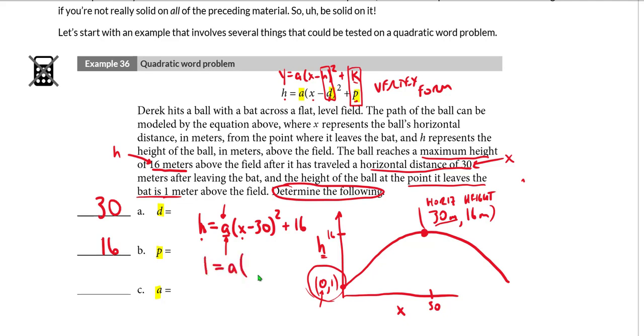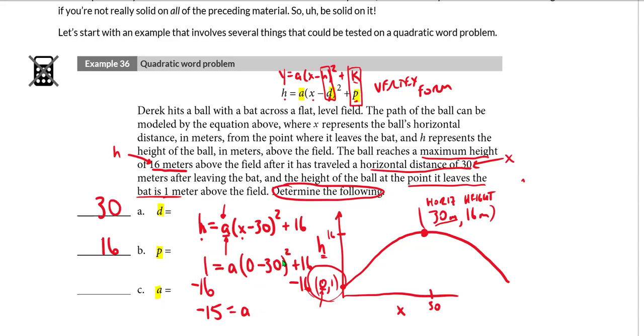The a is still unknown. The x is 0, so that's 0 minus 30. I'm getting the 0 from right there. So again, I've just thrown in my 0 and my 1, and plus 16. So what am I going to do here? First I'm going to subtract the 16. Subtract the 16, I get negative 15 equals a times, I'm just going to do this all at once.